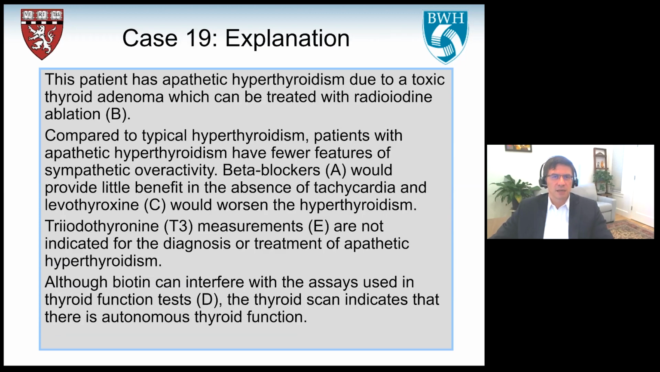This patient has apathetic hyperthyroidism due to a toxic thyroid adenoma, which can be treated with radioiodine ablation. Compared to typical hyperthyroidism, patients with apathetic hyperthyroidism have fewer features of sympathetic overactivity. Beta blockers would provide little benefit in the absence of tachycardia, and levothyroxine, or option C, would worsen the hyperthyroidism. Triiodothyronine, or T3, measurements are not indicated for the diagnosis or treatment of apathetic hyperthyroidism. Although biotin can interfere with the assays used in thyroid function tests, the thyroid scan indicates that there is indeed autonomous thyroid function.